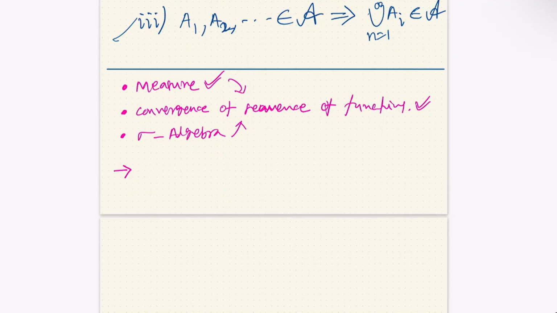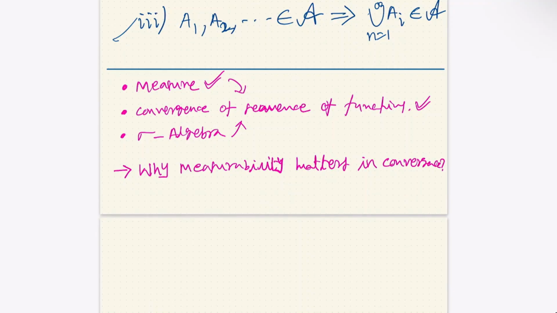I just wanted to know, by asking straight questions, and now I'll give some questions for you to think on. Why does measurability matter in convergence? Once you know why measurability comes into the picture of convergence, then automatically it brings the sigma algebra into it.